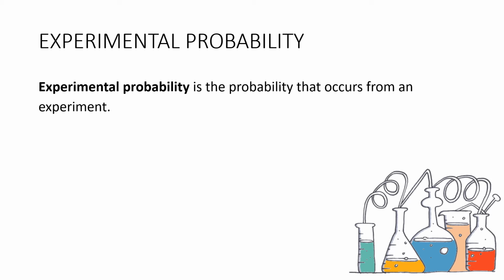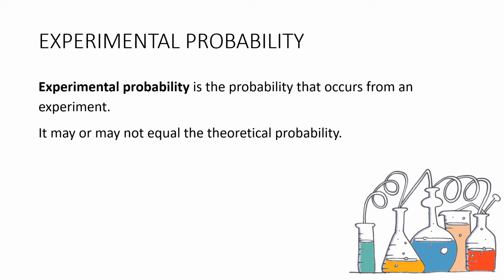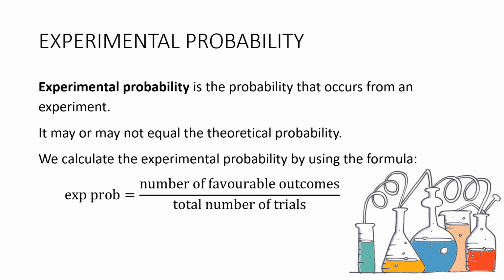Okay, last thing for this lesson. Experimental probability is the probability that occurs from an experiment. Now it may or may not be equal to the theoretical probability. We use a very similar formula. Experimental probability is going to be equal to the number of favourable outcomes, so the number of times it happens, over the total number of trials. And in statistics, this is called relative frequency.